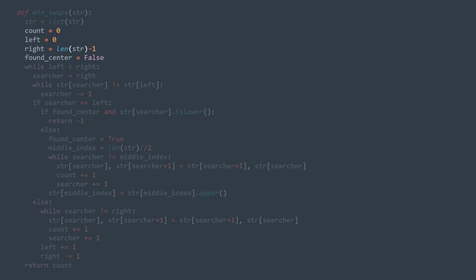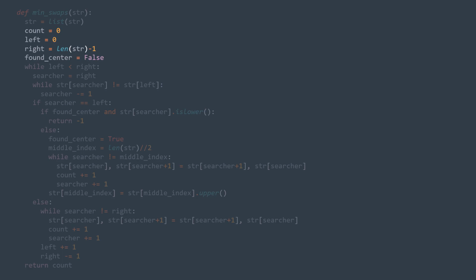This boolean is very important because we said that we're allowed to find only one center letter, so once we find it, we set this boolean to true so that the next time we find a letter that has no second occurrence, we return -1, except if it's uppercase because it would mean that it's the one we found earlier.